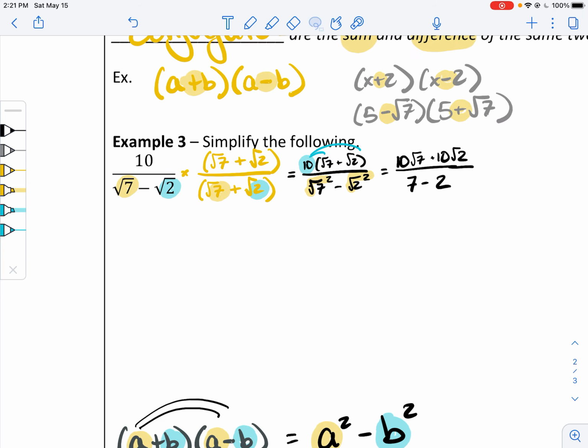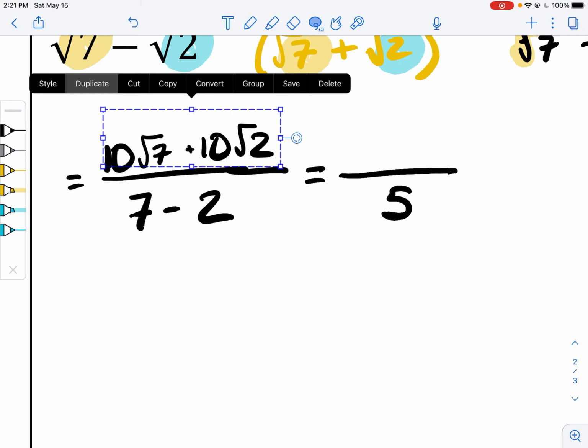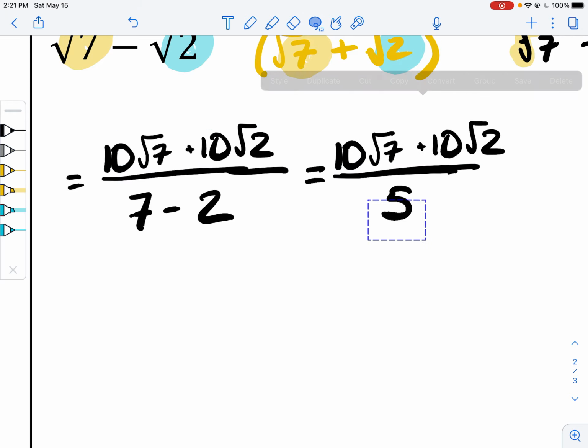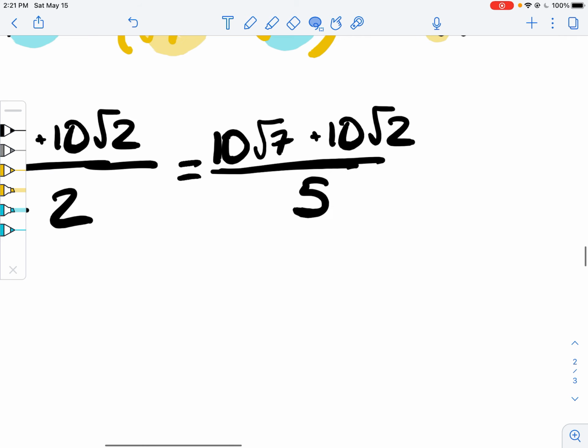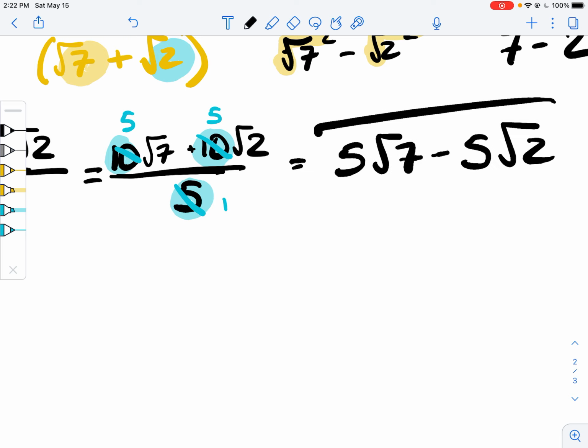We're almost done, you guys. Best problem ever. Okay, 7 minus 2 on the bottom is 5. So we're left with 10 rad 7 plus 10 rad 2 all over 5. As a last hurrah, 10, 10, and 5 are all divisible by 5. So that'll leave us 1 on the bottom, 2 on top, and 2 on top. So our final answer is 2 rad 7 plus 2 rad 2.